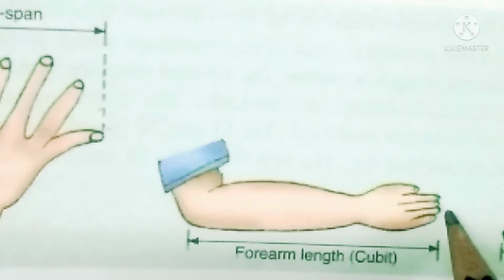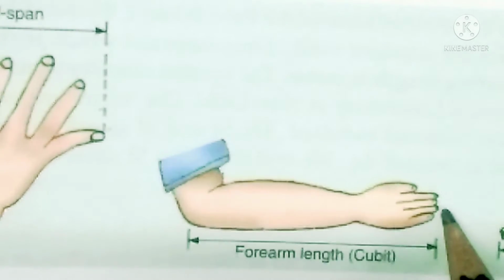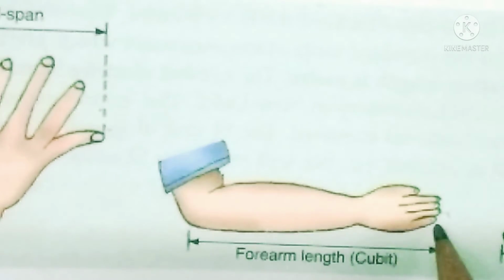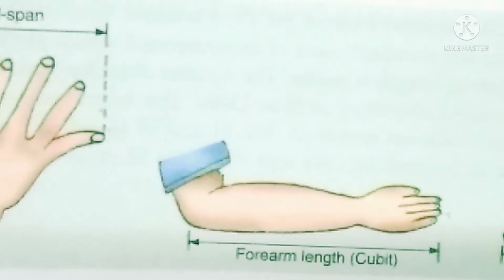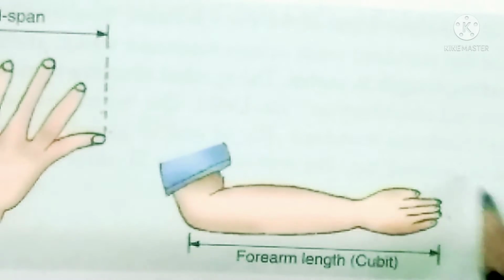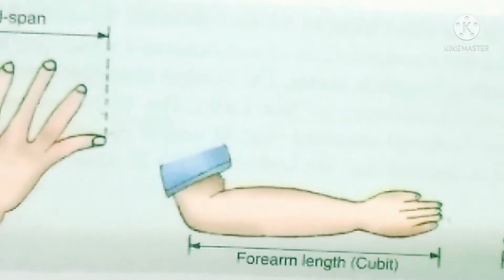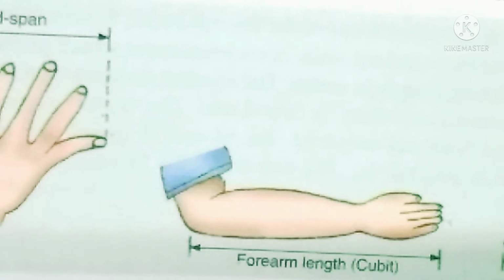That is from the tip of the fingers to the elbow. This distance is called forearm length. Okay, forearm length is called cubit. So this was also used by people. Again, what will be the problem? I will show you one example. You will come to know.